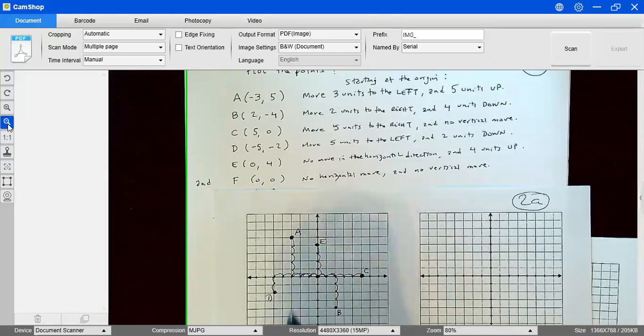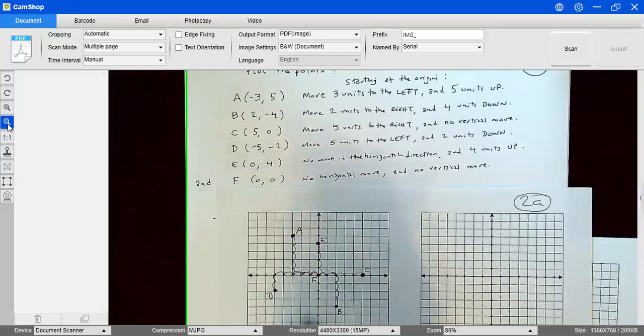So this is point E. And finally, for point F, no horizontal move, no vertical move, so you stay there. So this is point F, which is also capital O, which is the origin. So that's the origin, and that's also point F for this problem.